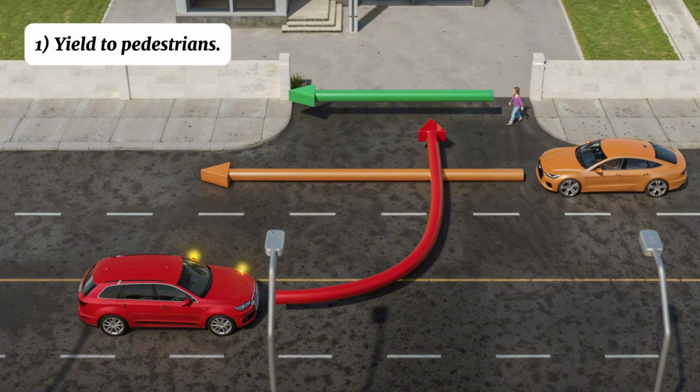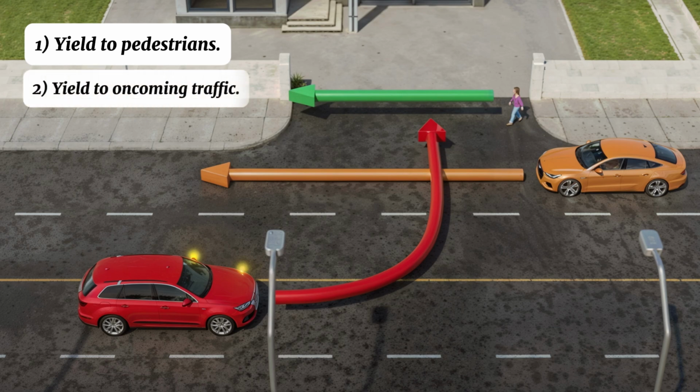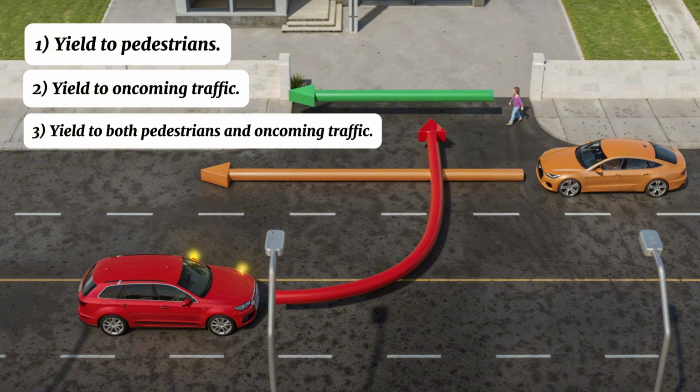1. Yield to pedestrians. 2. Yield to oncoming traffic. 3. Yield to both pedestrians and oncoming traffic. Take a moment to think about it. Pause the video and write your answer in the comments below. I'll give you 10 seconds to decide.